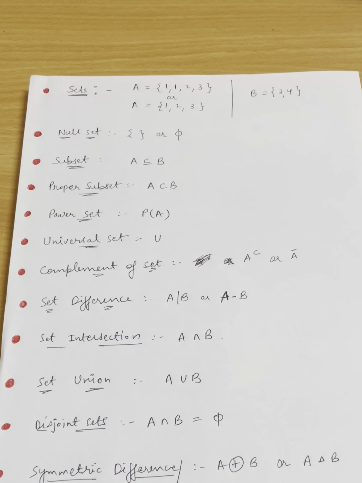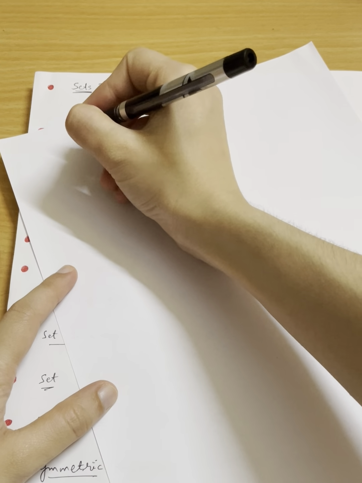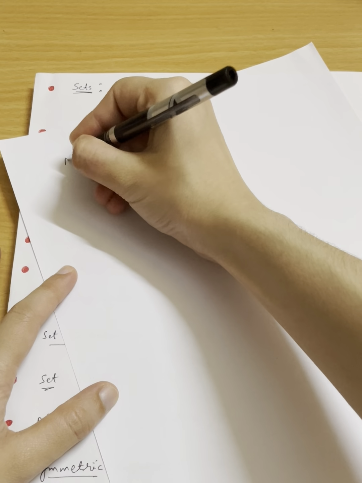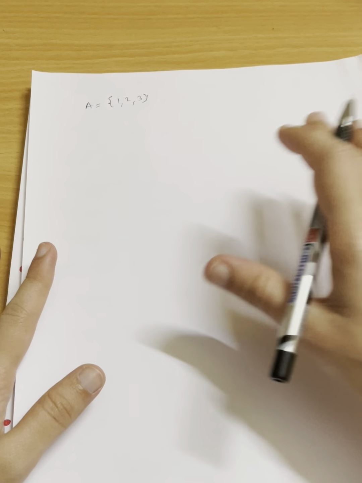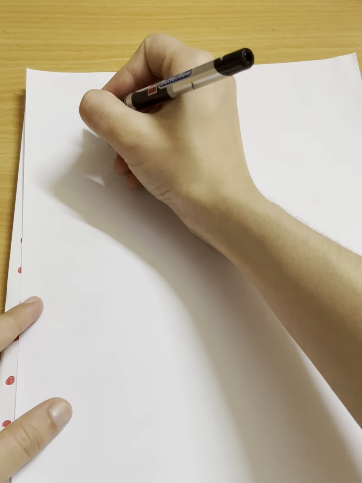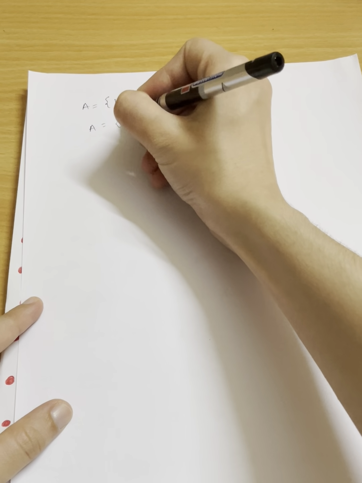So basically what is a set? A set is an unordered collection of distinct elements. The first word is unordered, which means order does not matter. What does this mean? Let's take an example. Suppose there is a set A which is {1, 2, 3}, and another set is {2, 1, 3}. Both of these sets are equal.